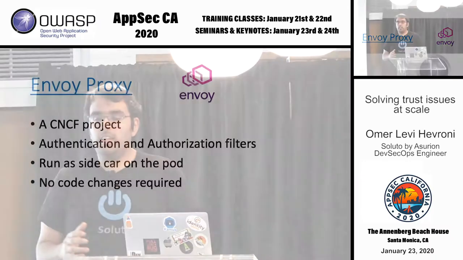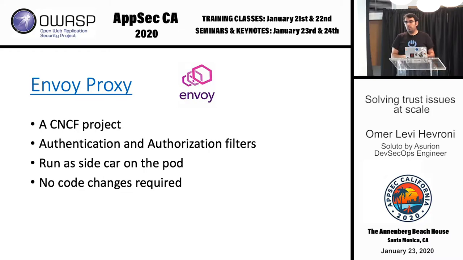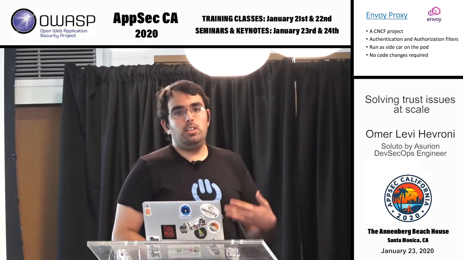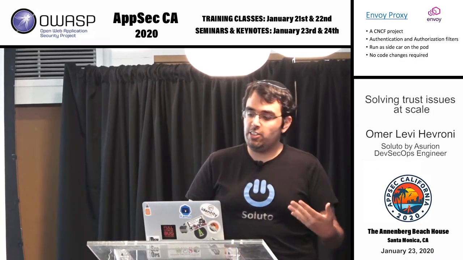Envoy is a reverse proxy. It's a CNCF project, and it can do a lot of cool stuff with incoming or outgoing traffic, like retries and all that kind of stuff. And it can also handle authentication and authorization. We can run it as a sidecar. The coolest part in that is that it doesn't matter in which language you write your service. Even if you write it in Scala or Elixir or whatever, it will still work. And you don't need to re-implement authentication each time you write a new service.